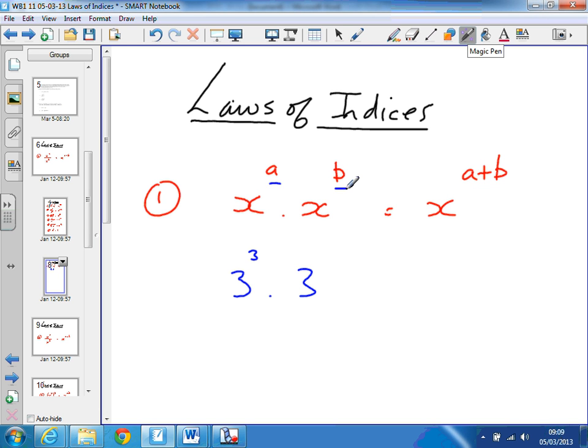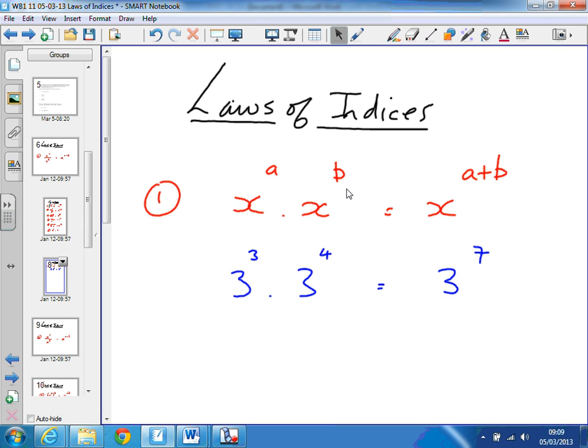So it could be 3 cubed times 3 cubed, but it could be 3 cubed times 3 to the power 4. What it's saying is, if I've got the same base, I end up with a number with that base, but I just add the powers. 3 plus 4 is 7. So that's basically what the first law of indices is saying.